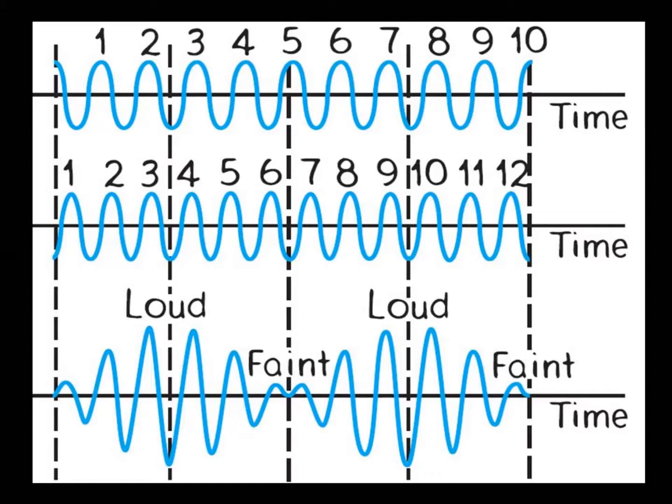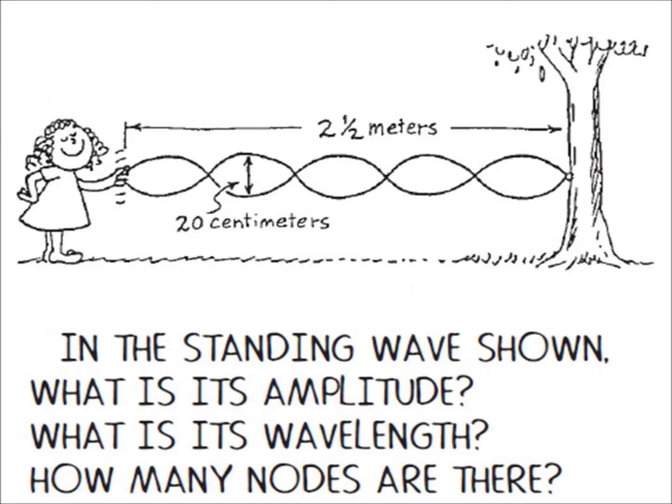Here's another one where I have three lines, and the first line is going to add with the second line, and you're going to get this constructive and destructive interference, and you're going to get beats with time. Now I have some problems to do. We have a standing wave. In the standing wave shown, what is the amplitude, what is the wavelength, and how many nodes are there?